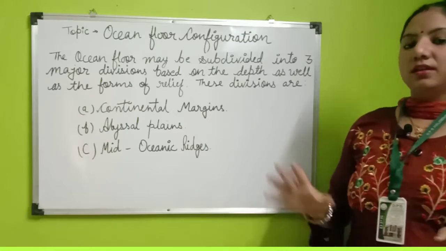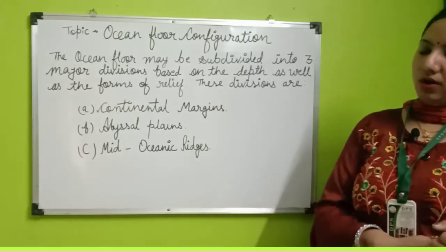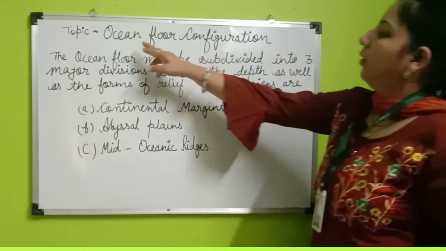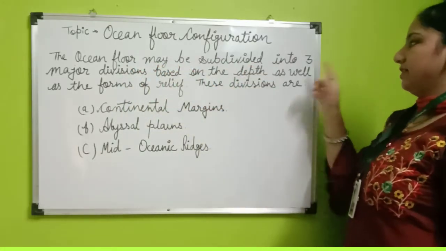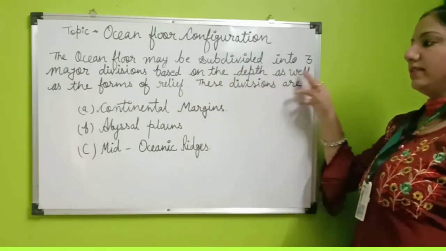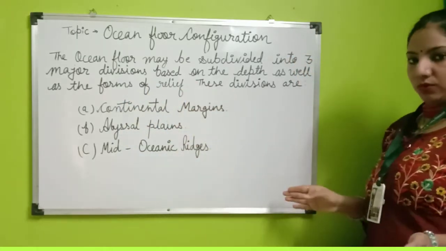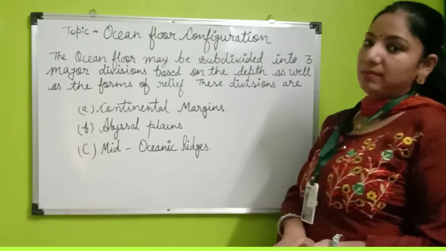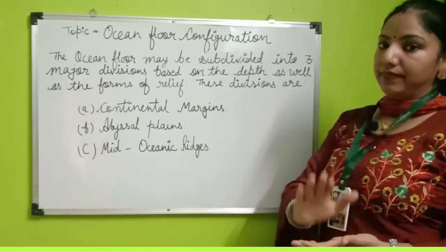So in today's video, we will study a few more topics about the distribution of oceans and continents. Our first topic is ocean floor configuration. The ocean floor may be subdivided into three major divisions based on the depth as well as the forms of relief. That means the deep ocean floor is divided into three major parts, categorized by their depths and reliefs.